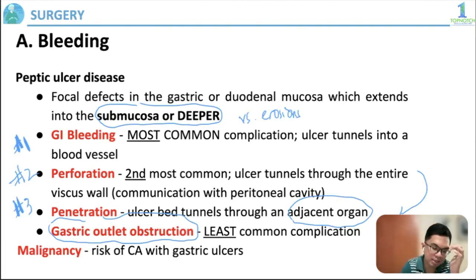Okay? And malignancy is not a complication per se, but may be associated, no? Since gastric ulcers may risk of cancer sila. Kaya lagi, pag may gastric ulcer, you have to biopsy it on endoscopy. Okay?